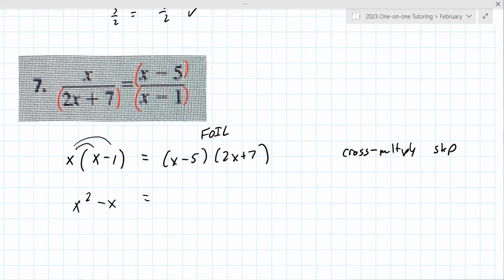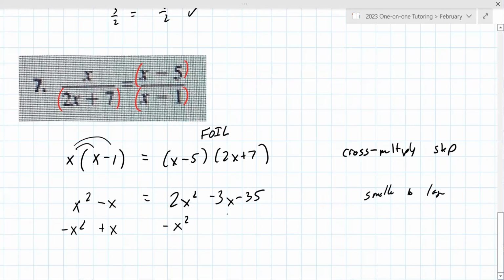2x squared minus 3x minus 35. Just checking. Yeah, minus 3x minus 35. That looks good. Okay. You generally move from the smaller to the larger. So we're going to subtract that x squared. And then we're going to add x because we want everything on the right now. So it ends up being x squared minus 2x minus 35.